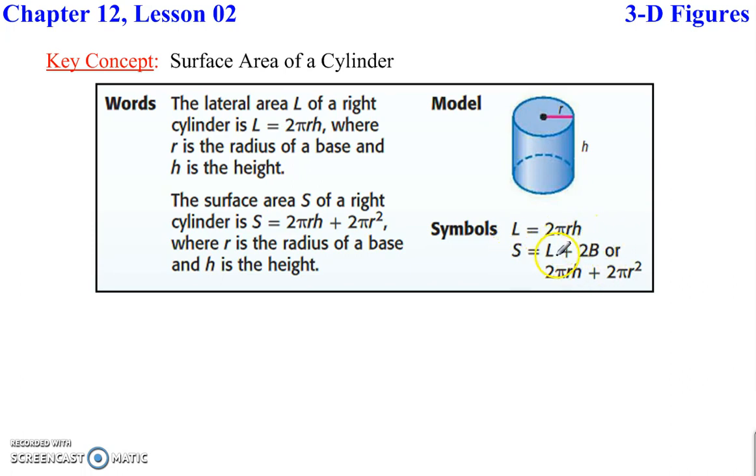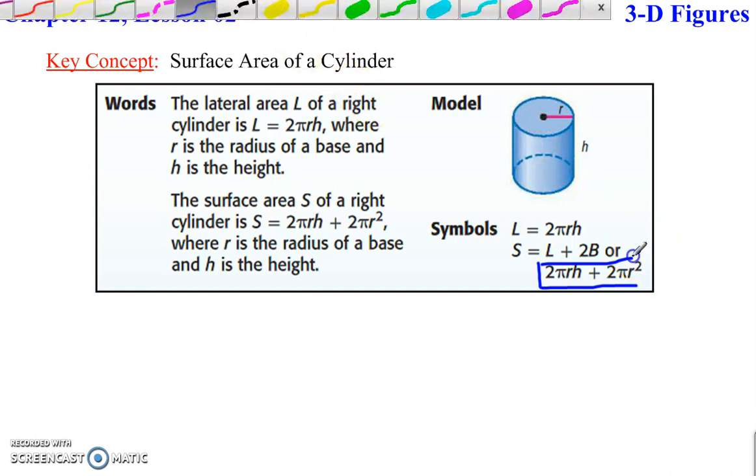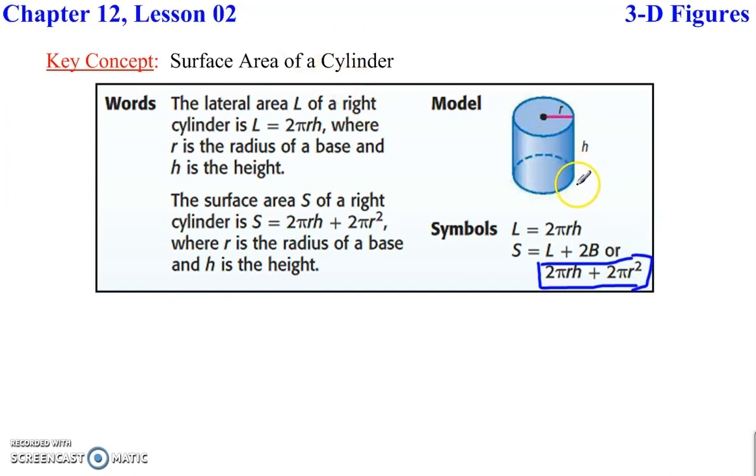And then the total surface area, again, is the lateral area around the outside plus the two bases. Now in this case, the area of a base is pi r squared. So once we've simplified that or made it specific for a circle, we get 2 pi r h plus 2 pi r squared for the surface area of a cylinder.